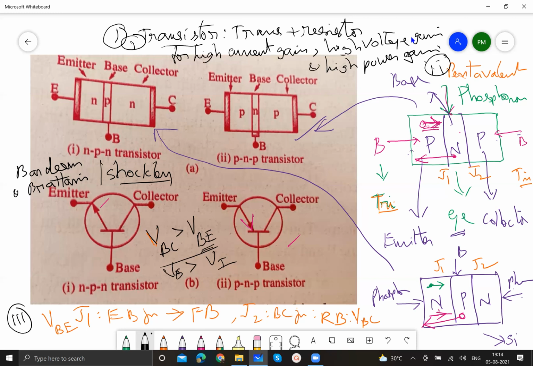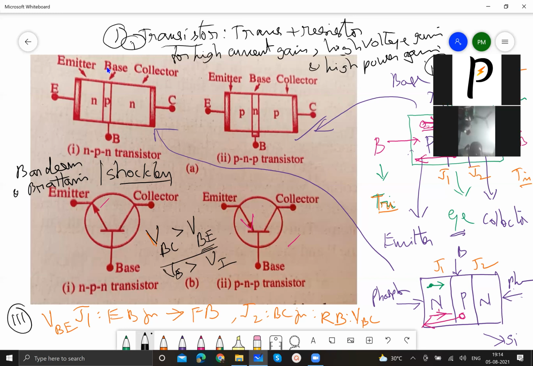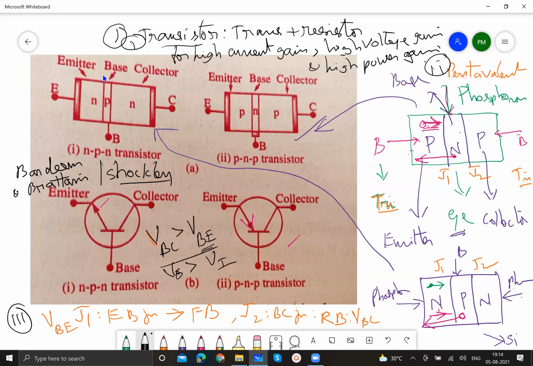Diagrams, are they clear? Yes, sir. E for emitter, even written in complete form also. E for emitter, B for base, C for collector. If you have completed, please tell me. I will proceed to the next.